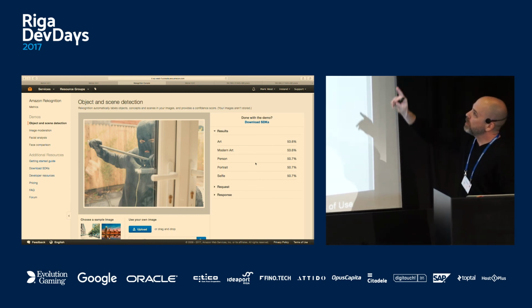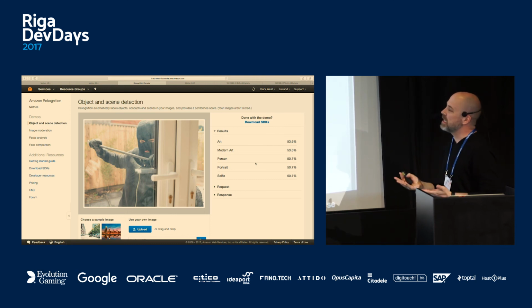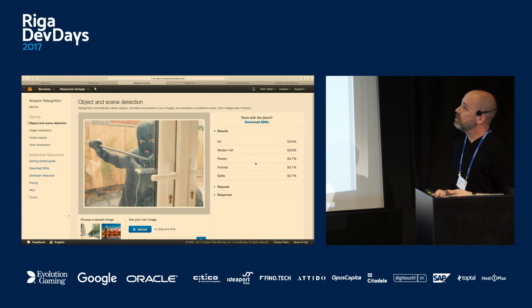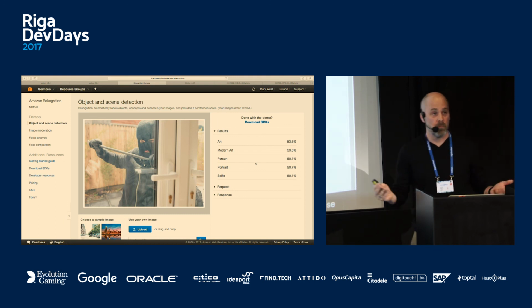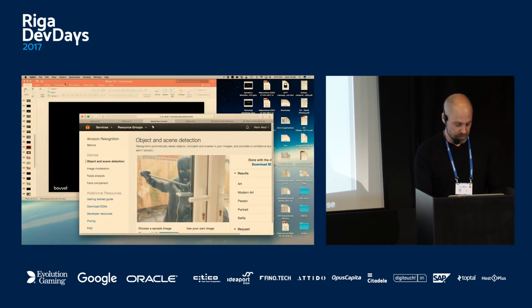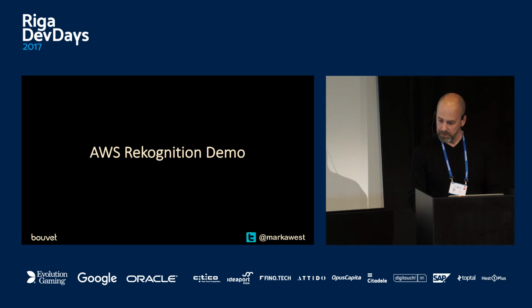Now, the most important thing is these confidence scores show that Amazon Rekognition isn't too sure what this is, but it has a 50% confidence that this is a person, which is good enough for me. So it means that I can use Amazon Rekognition in my solution.